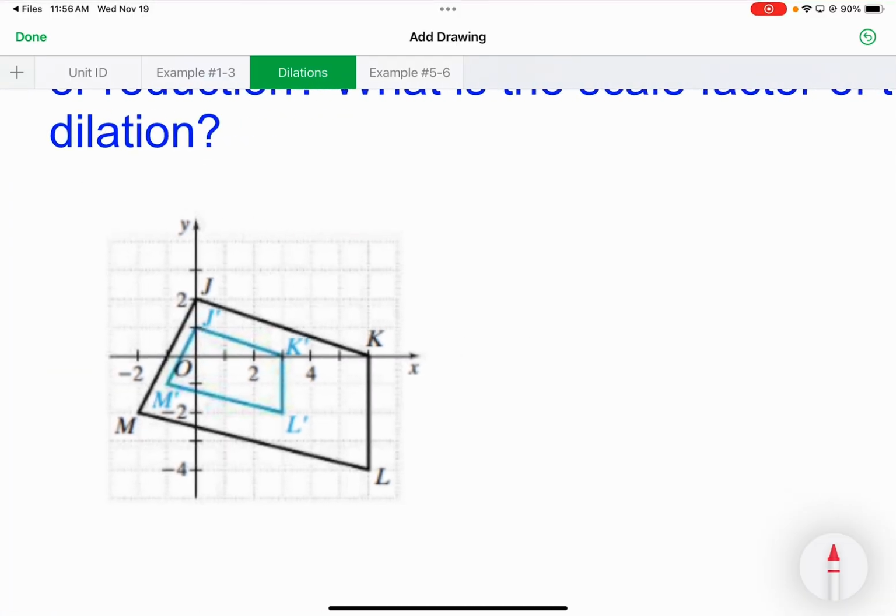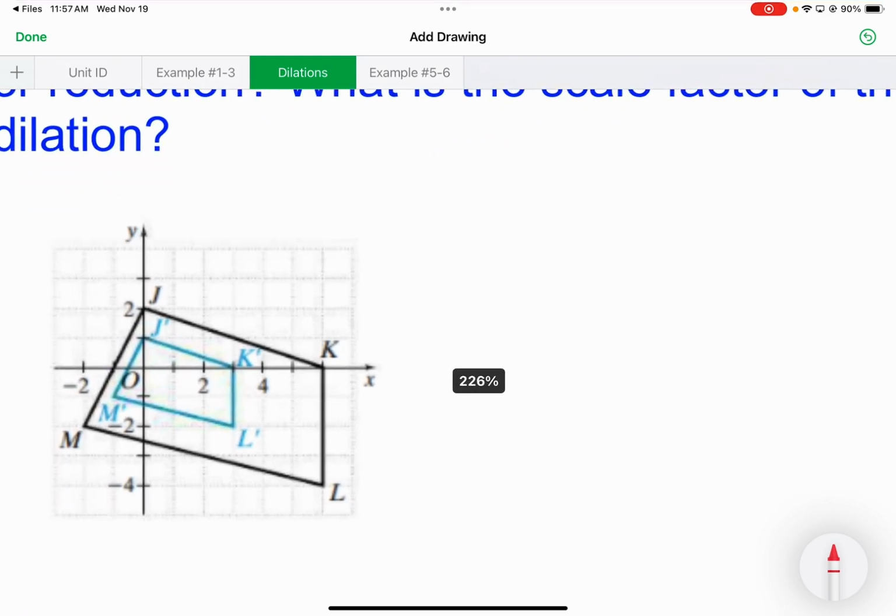Which one is my image and which one is my pre-image? How do you know the outside one's the image? Because it's in black? Because it's bigger? There are no primes. It's about the primes. So because the inside one has the primes, that is your image, okay? Your original one is the one that is in black because it has no primes. Not about the color, not about bigger or smaller. It's about the primes.